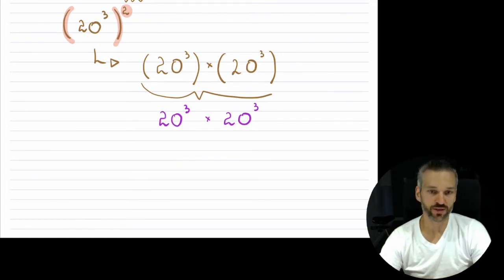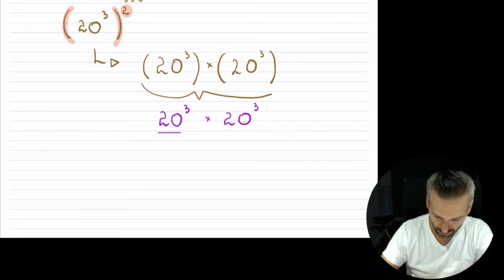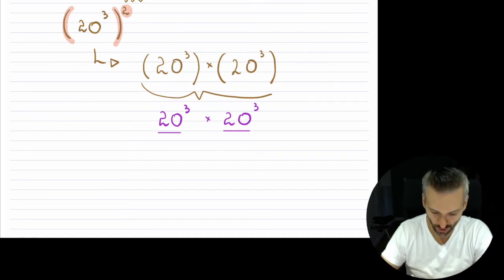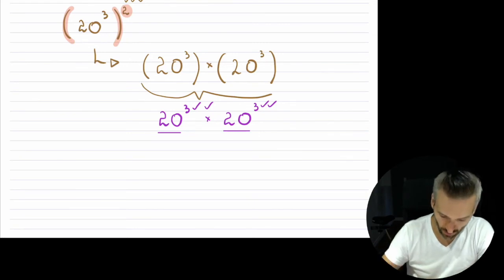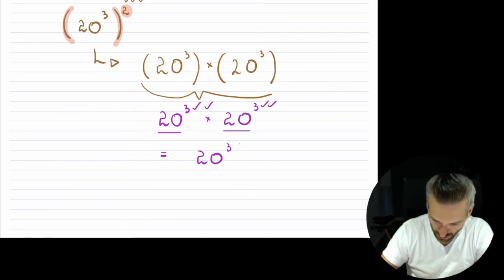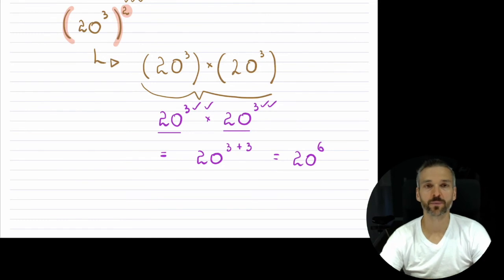And we know this because this is just the multiplication law. We have the same base, so what do we do with these exponents? You're probably thinking, indeed, we just add them. We just did this law, one of the laws that we just covered. So therefore this just equals 20 to the 3 plus 3, which is equal to 20 to the 6. So that's what that would mean.